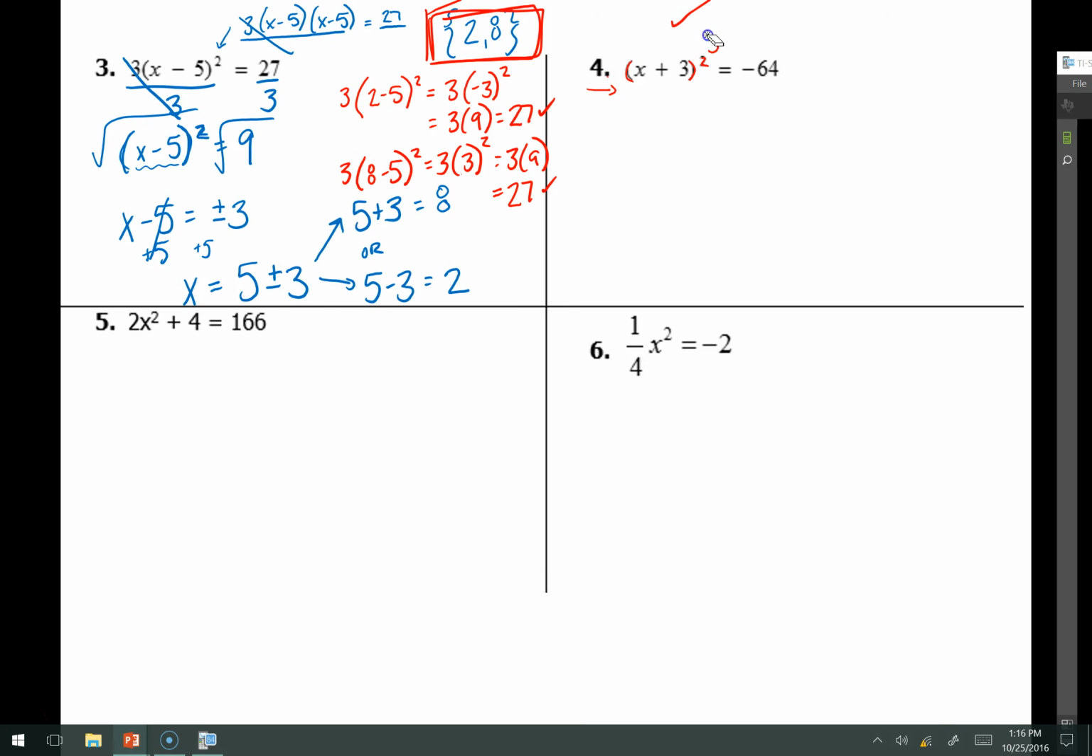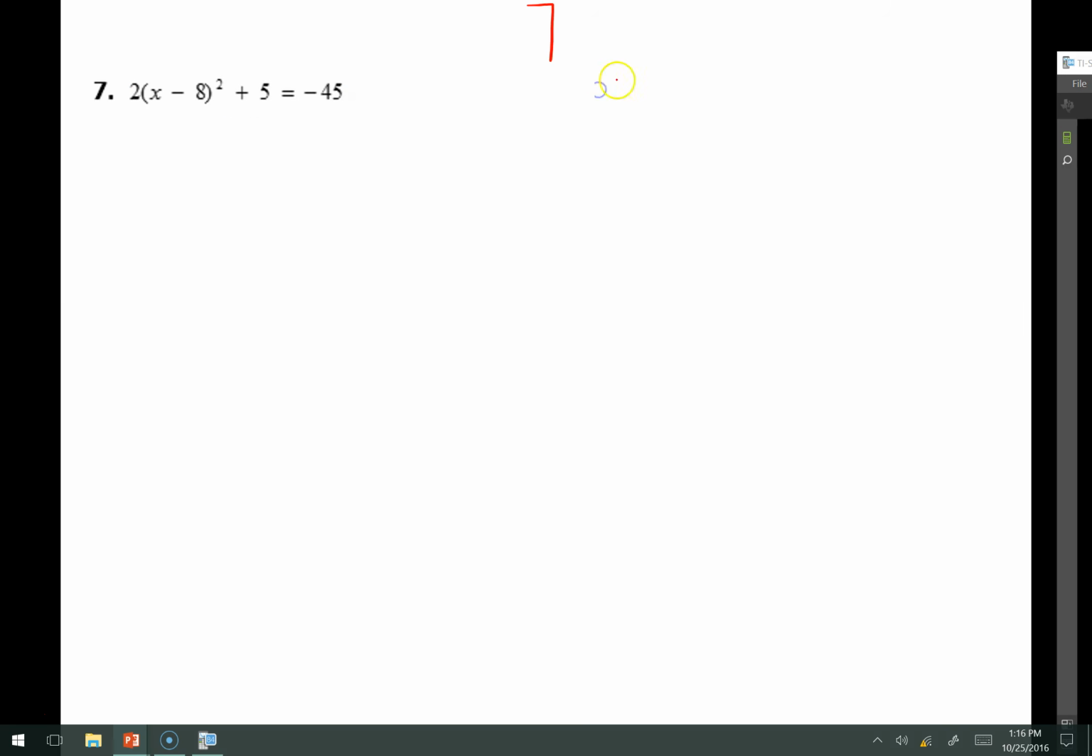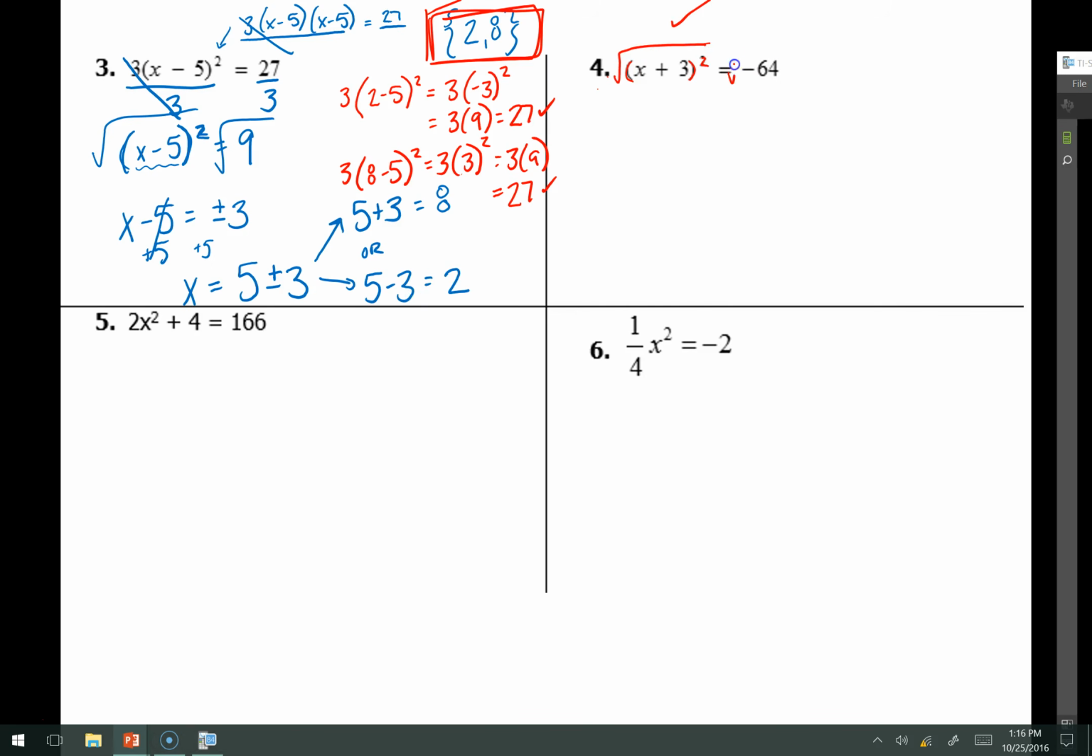I'm going to take the square root of the left, and also take the square root of the right. Now, when I take the square root of the left, the square root and the square disappear. That leaves me with x plus 3 on the left. And now look at what you've got on the right. You're taking the square root of negative 64. That's the same thing as the square root of 64 times negative 1. Because we're taking the square root of a negative, that means we're going to have an i in our next step here.